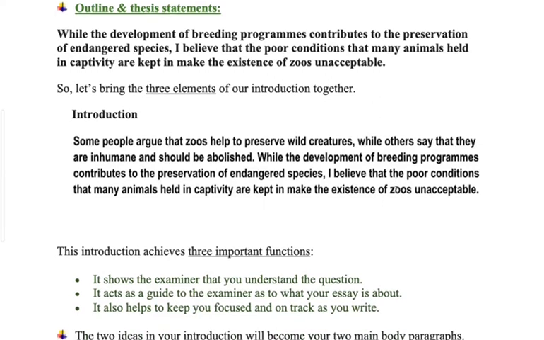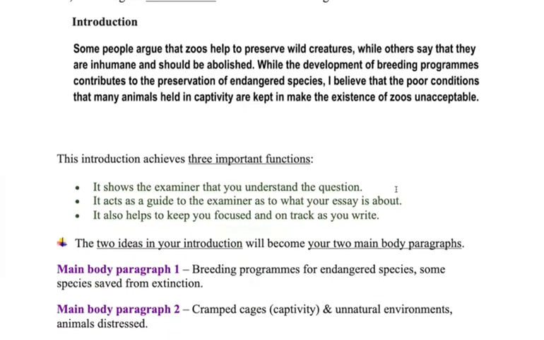So let's see. This introduction achieves three important functions. It shows the examiner that you understand the question by paraphrasing the question. It acts as a guide to the examiner as to what your essay is about. He tells us about the outline and the statement, what he is going to talk about. And it also helps to keep you on track as you write. So now we know exactly what we are going to talk about: the development of breeding programs, and the animals kept in captivity in poor conditions.